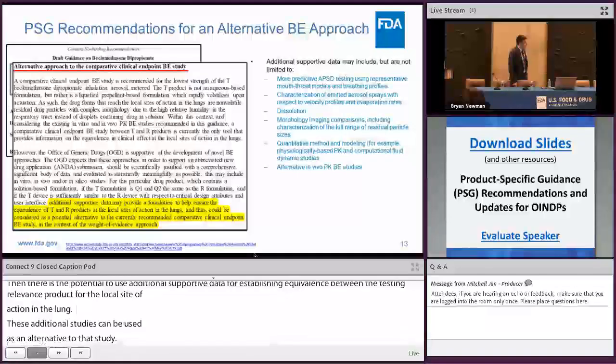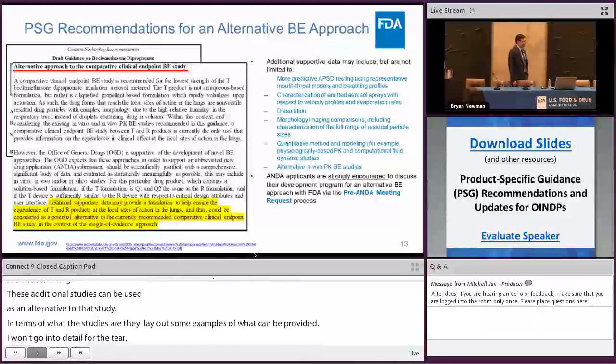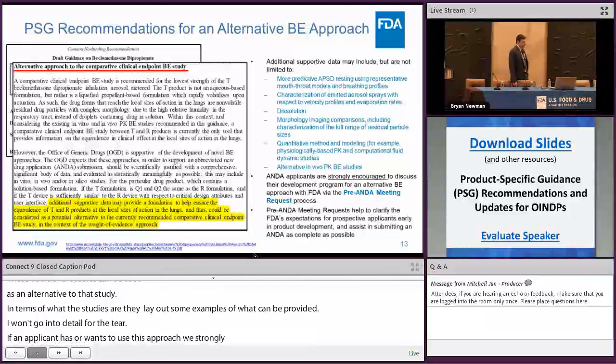I won't go into detail for these here, but if an applicant wants to use this approach, we strongly recommend that they contact us through the pre-ANDA meeting process, because this helps us to clarify our expectations with the applicant in terms of how they're conducting their development program, if they have questions on how to do these types of studies, as well as for us to assist in making sure their ANDA is as complete as possible when they go through their submission.